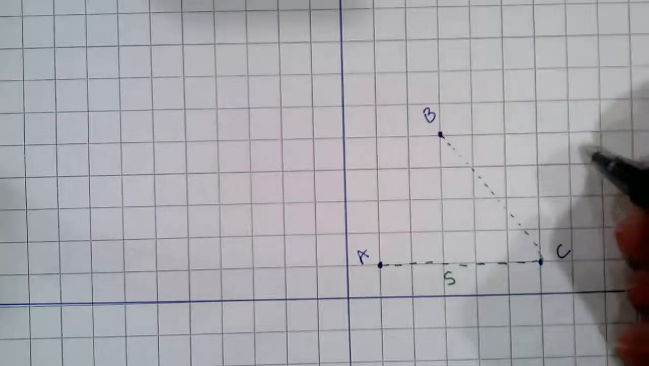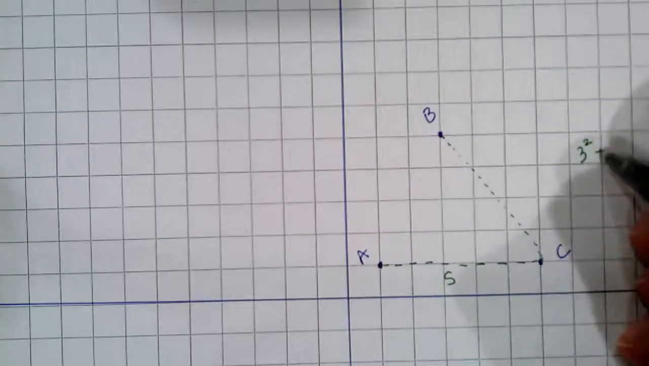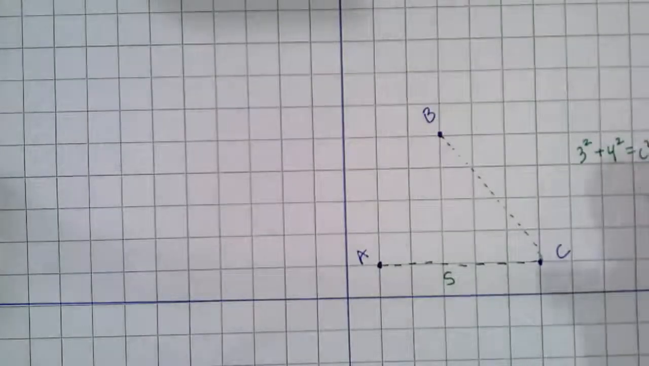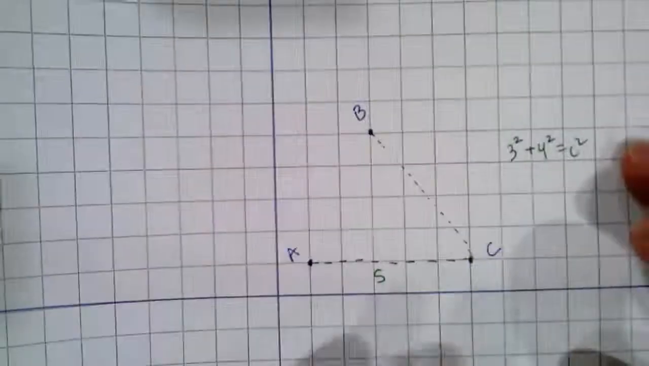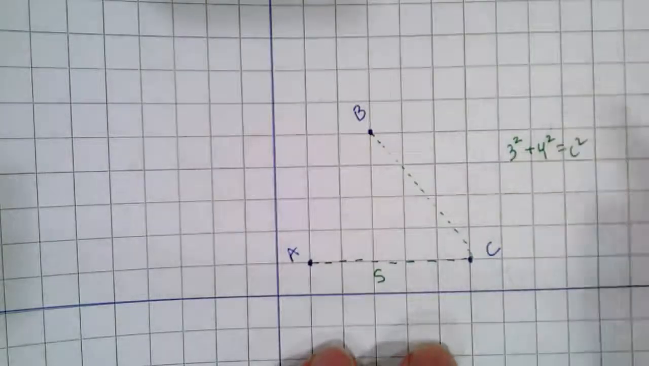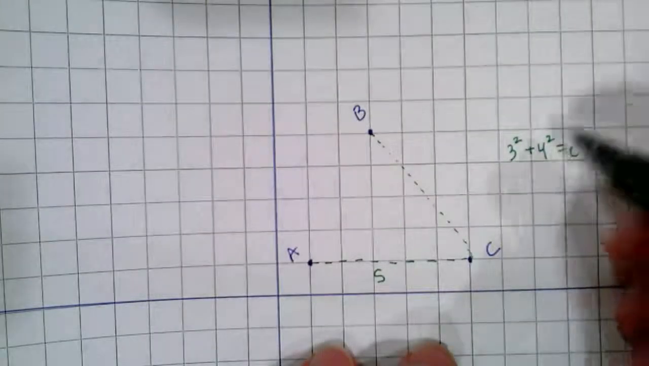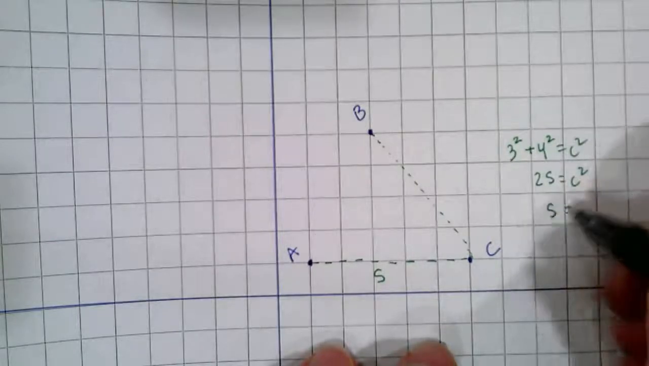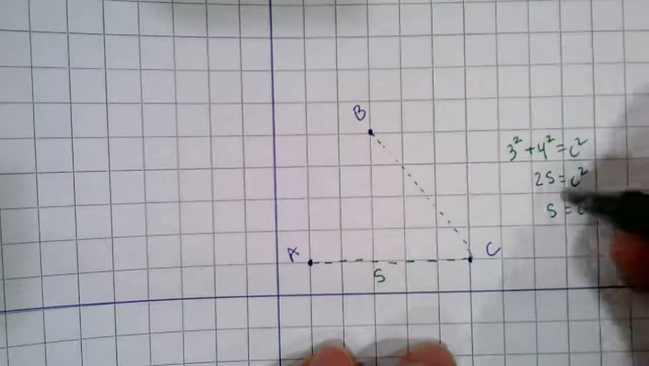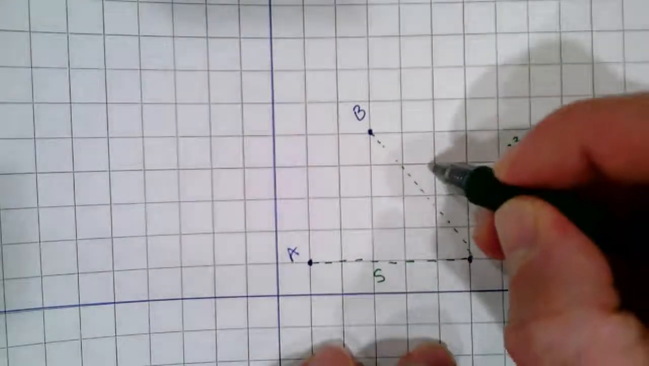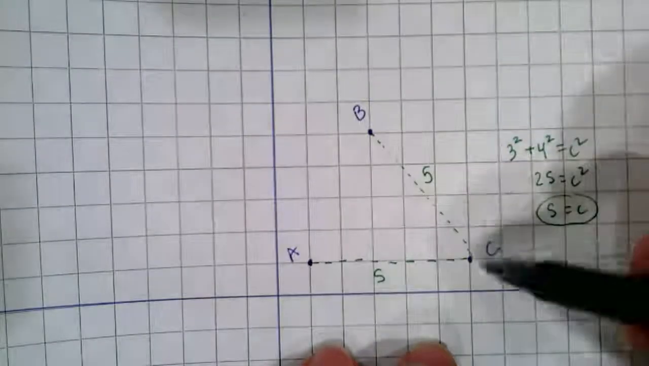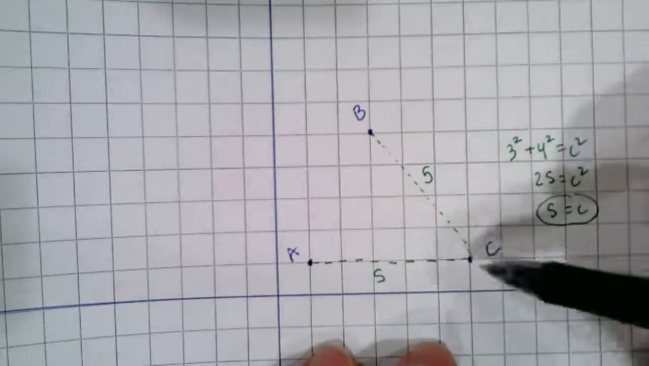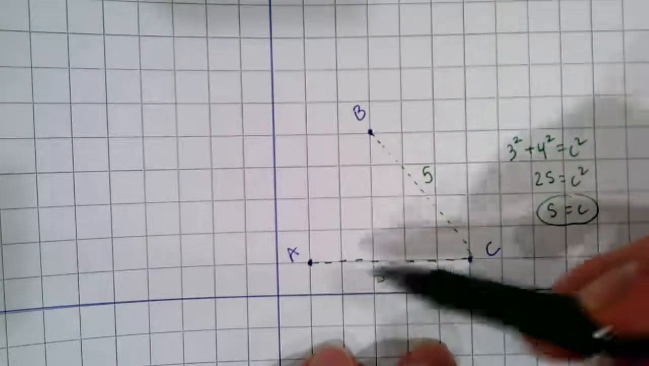So using our Pythagorean theorem, that's 3 squared plus 4 squared equals C squared. And of course, we've seen this before. 3 squared is 9, 4 squared is 16. That's 25 equals C squared, or 5 equals C. So this distance is also 5. So C is equidistant from B and A. It's the same distance to B as it is to A.